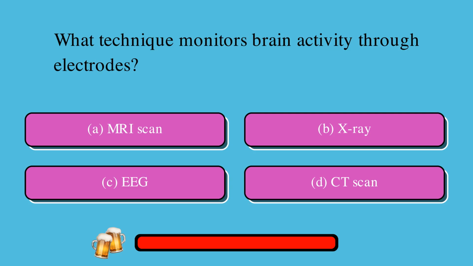What technique monitors brain activity through electrodes? A. MRI scan, or B. X-ray, or C. CT scan? The correct answer is EEG.